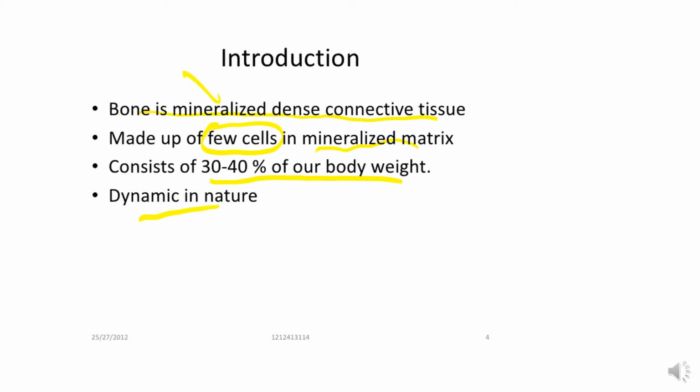Now bone is a mineralized dense connective tissue. So bone is a type of dense connective tissue which is mineralized, and it is made up of few cells in a mineralized matrix, and it consists of about 30 to 40% of our body weight.